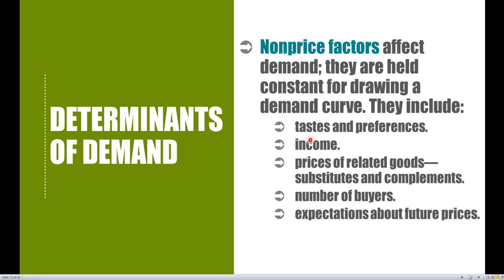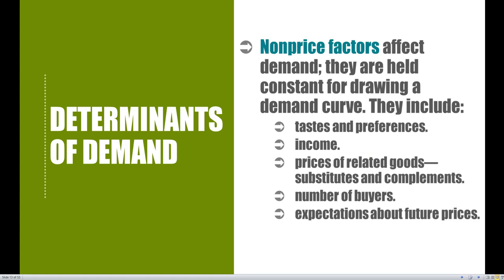Number two, these determinants that you see right here, these are the only things that are going to be affecting demand. Taste and preferences, income, prices of related products or other goods, number of buyers, and expectations about future prices. You might think that there are other determinants that are going to be affecting your demand, such as taxes, but if we do not bring it up within this particular section, they are not going to be affecting demand. So here, these are the only things that are going to affect demand.